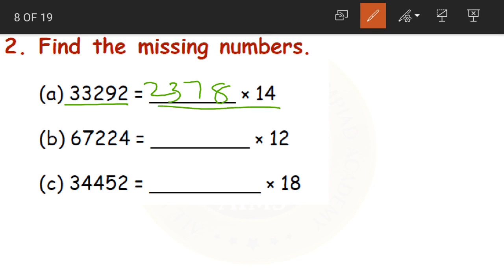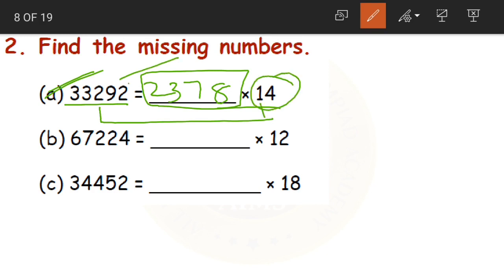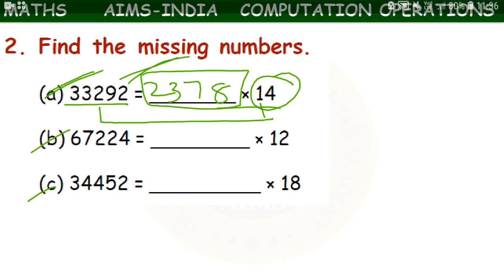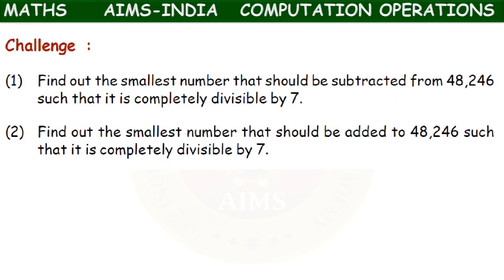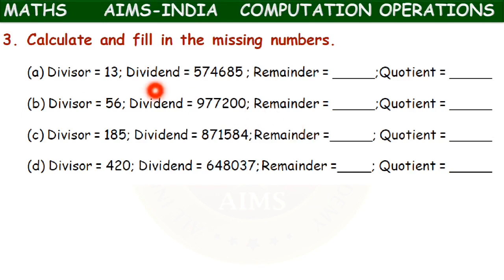Clear children? So when you have to find one number in the multiplication and the product is already given, you need to divide the product by the given number so that you will get the other number. In the same way, we have to solve questions B and C. Yes children, I hope you can solve this. Moving on to question number 3. Calculate and fill in the missing numbers.